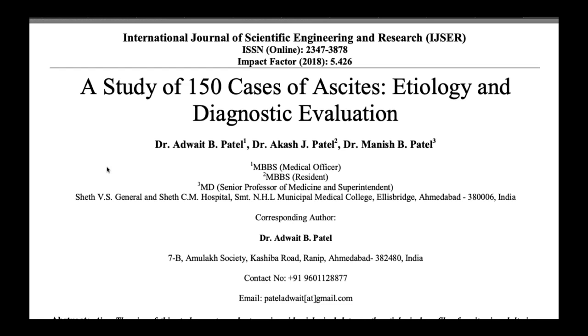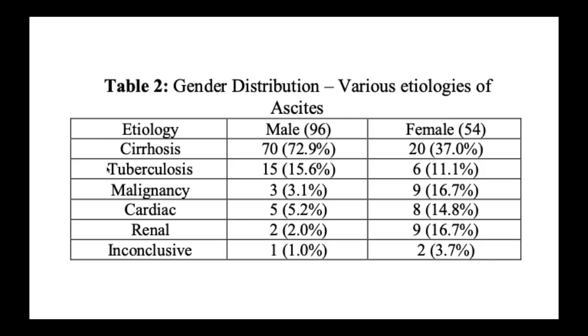Somebody from Ahmedabad did a study on 150 cases on the etiology in 2018. They found that the commonest cause, 73%, was cirrhosis. Second was tuberculosis with 15%. Amongst females, they found that cirrhosis was relatively less common, 37%. Second most common was malignancy. See, not tuberculosis, but malignancy, then renal, cardiac, and then tuberculosis.